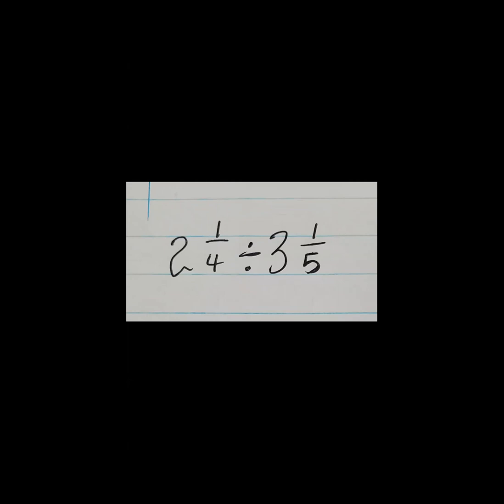Good. So the first step is to convert from a mixed number to an improper fraction. So 2 times 4 is 8, 8 plus 1 gives me 9. So I will have 9 over 4 divided by 3 times 5 is 15, 15 plus 1 is 16, so it's 16 over 5. Now, again, we're going to keep, change, and flip. So this is equal to 9 over 4 multiplied by 5 over 16.